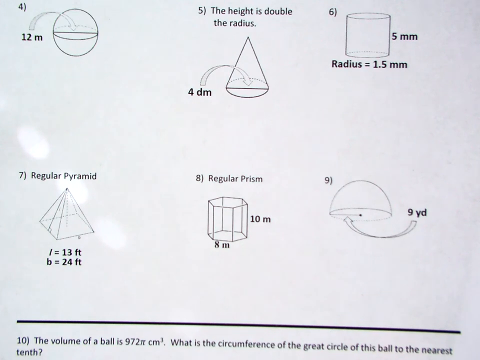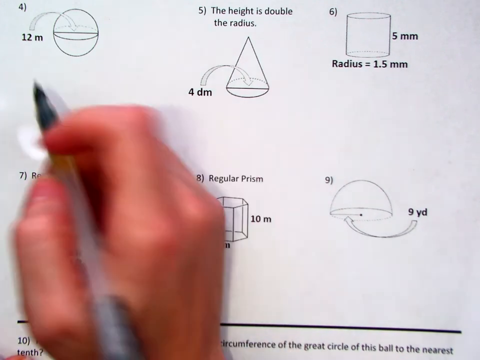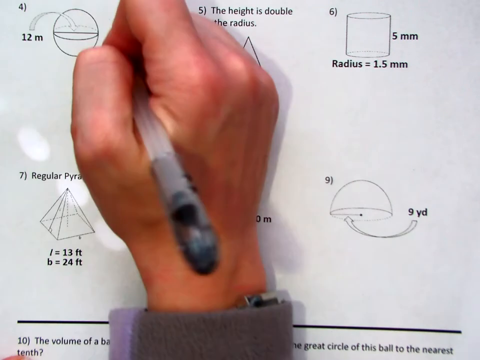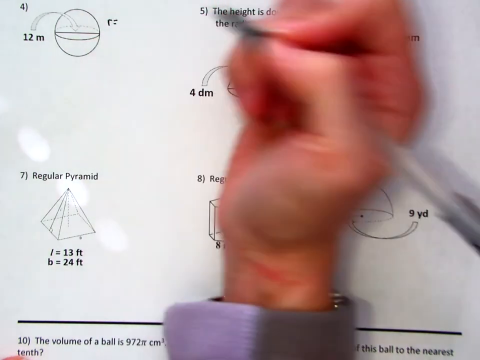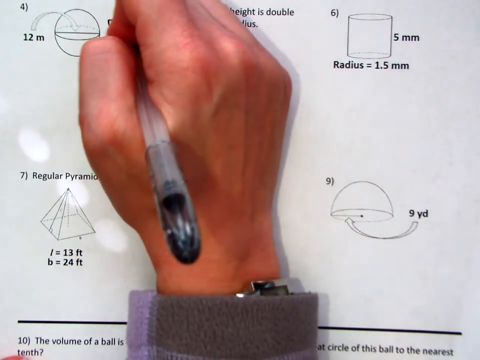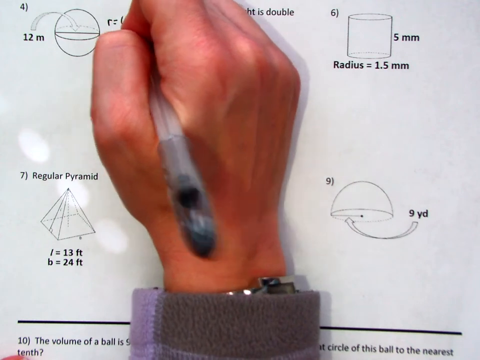This is numbers 4 through 6 on the study guide. On number 4, what you notice here is you've been given a diameter, so your goal is actually to then find the radius. The radius is half of that, so if the diameter is 12 units, then the radius would then be half, which is 6 meters.